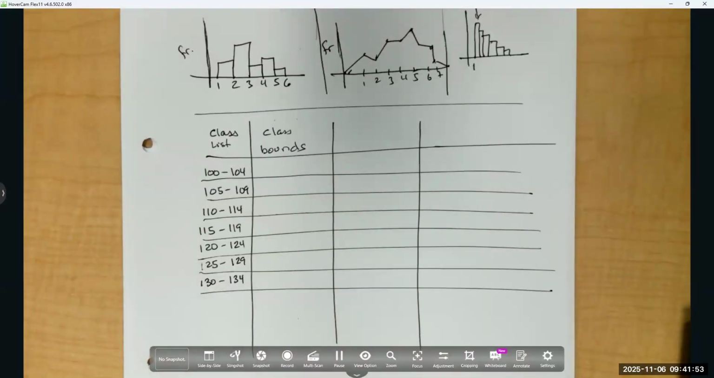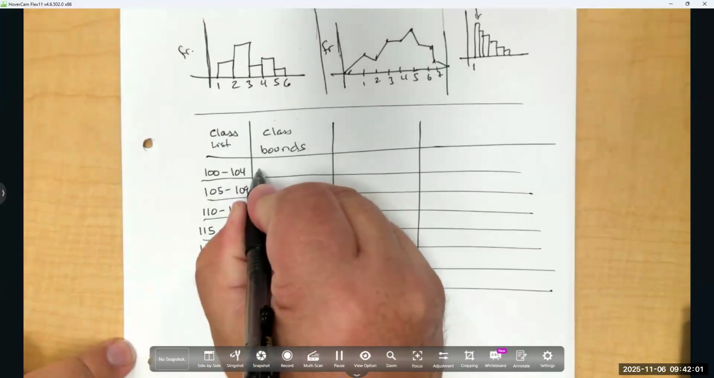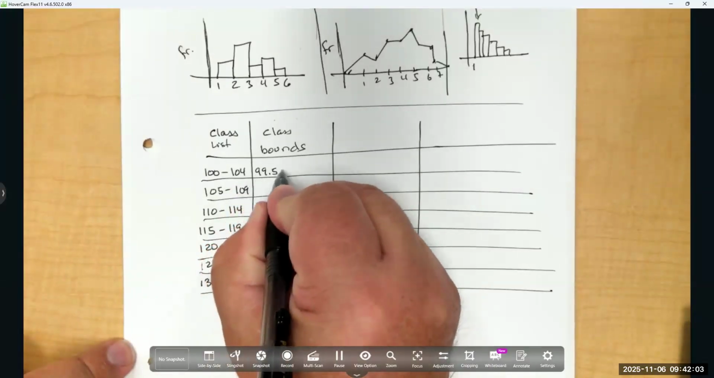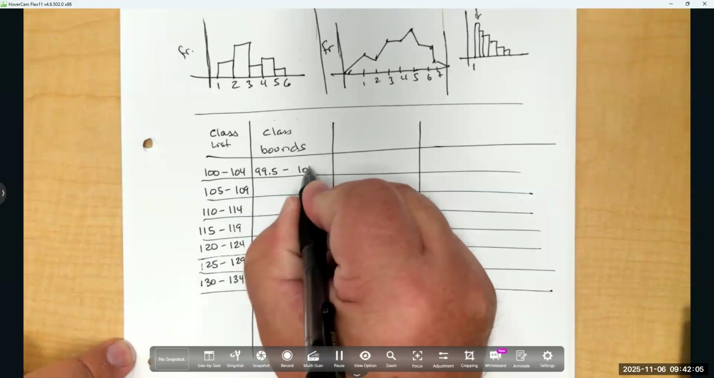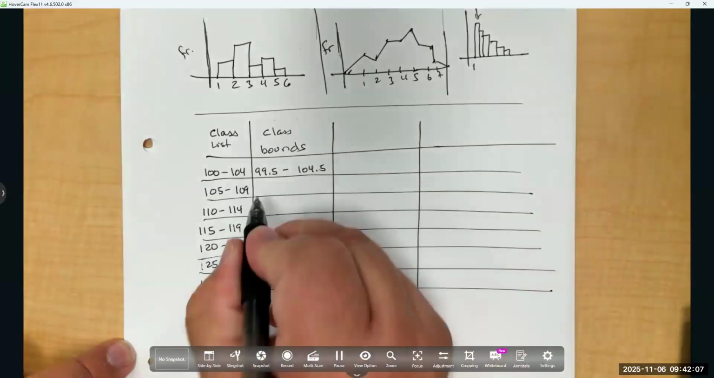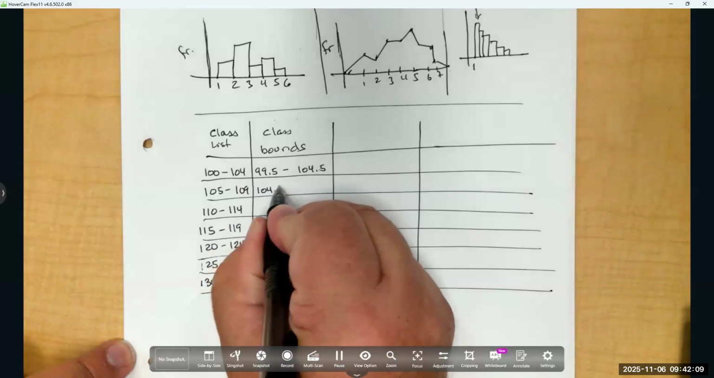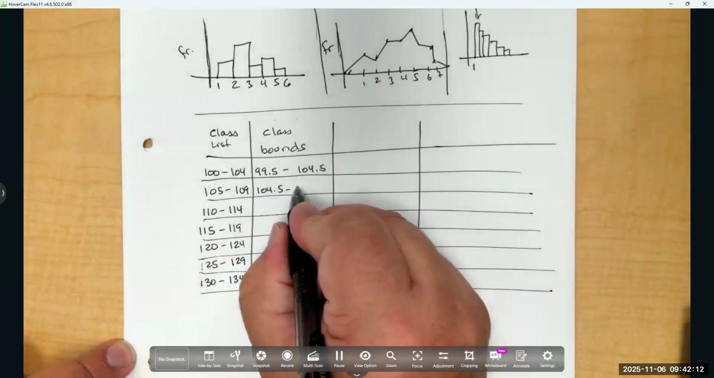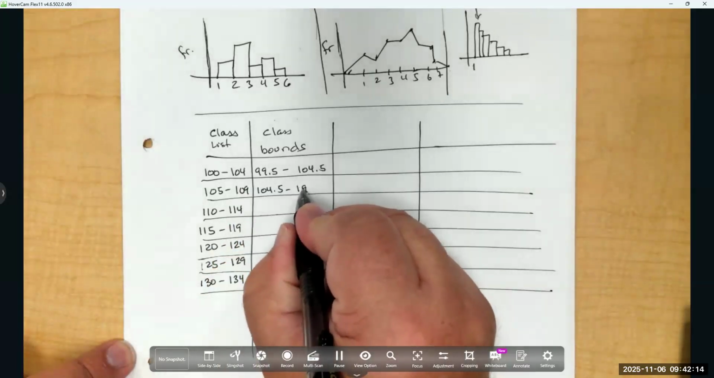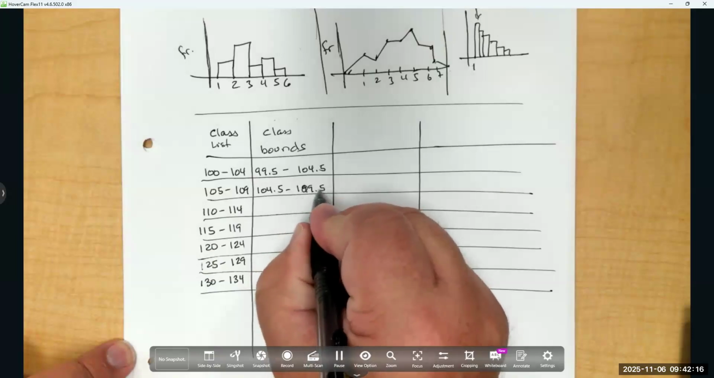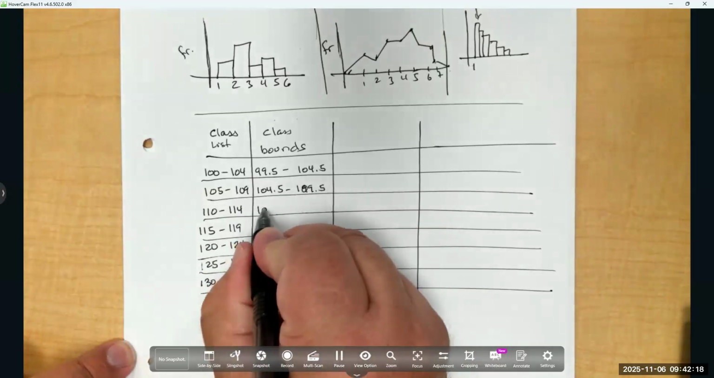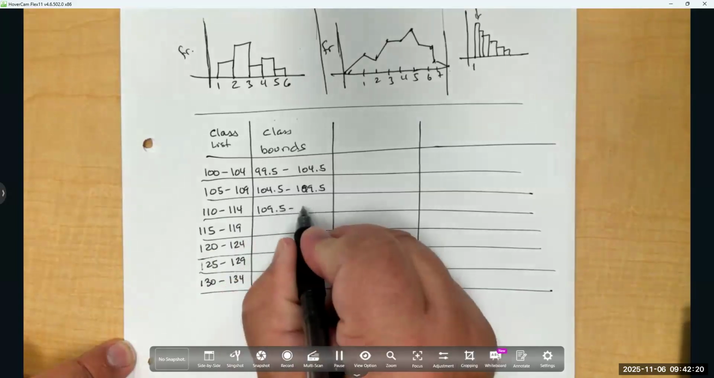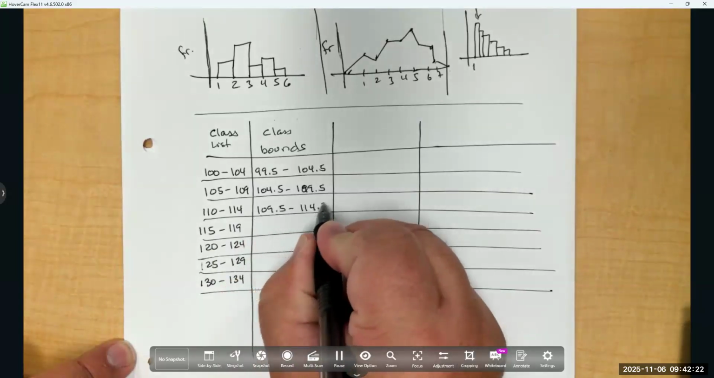We have to make sure every possible data is allocated for. So this is when you subtract 0.5 and add 0.5. So it's 99.5 to 104.5. 104.5 to 109.5. 109.5 to 114.5.